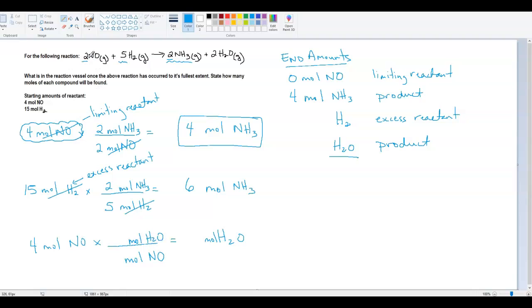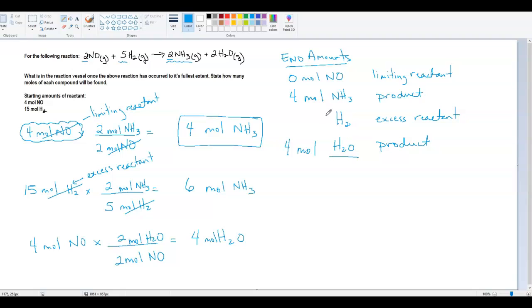And we see here that we have 2 moles of H2O versus 2 moles of NO. So that means that if you have 4 moles of NO to start, this really is just a 1-to-1 ratio. So 4 times 2 is 8, divided by 2 is 4. So if we have 4 moles of nitrogen monoxide to start with, that's going to give us 4 moles of H2O. So one more piece of the puzzle has been done here.